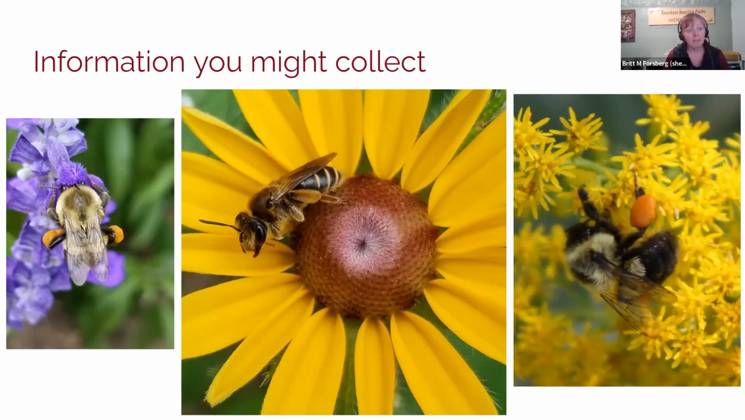It could be that you're looking at, again, which plants they're using, but not just by looking at what plant they're on or nearby, but through some pollen sampling. So this bumblebee has a huge ball of orange pollen there. You might be collecting insects, and you can knock off that pollen and then do some analysis to figure out what plants that came from.